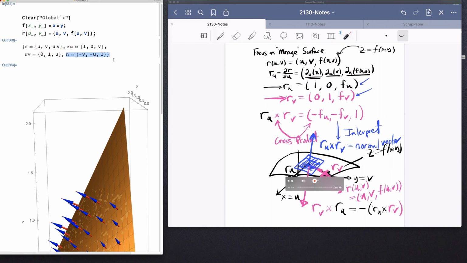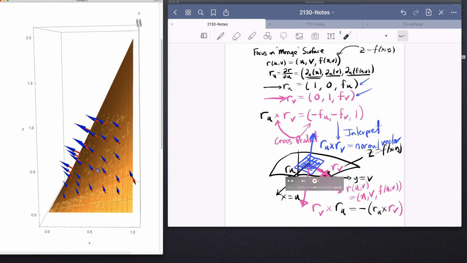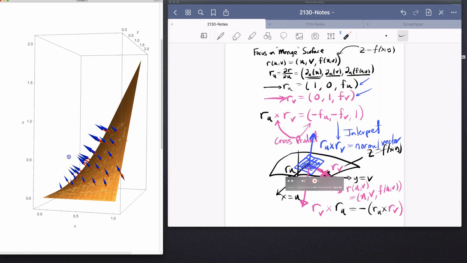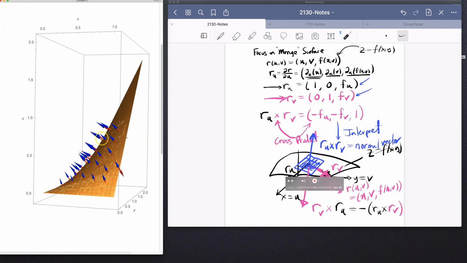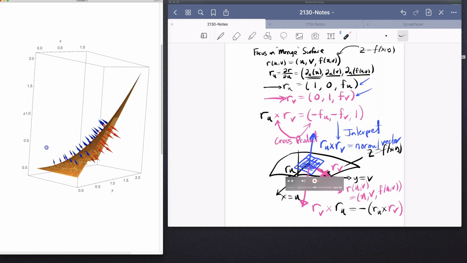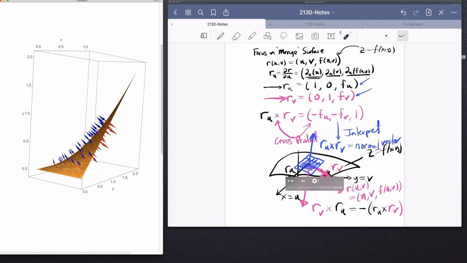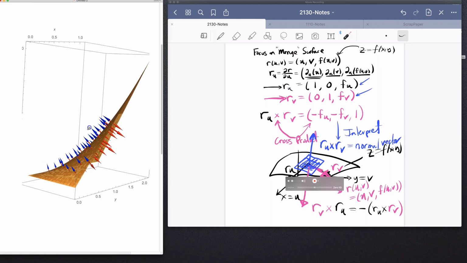What we're seeing here is, on this surface, what the cross product vector n looks like. There are two vectors, one of them being the blue vector and one of them being the red arrows, and we can see that they're pointing at exactly 180 degrees opposite from each other.